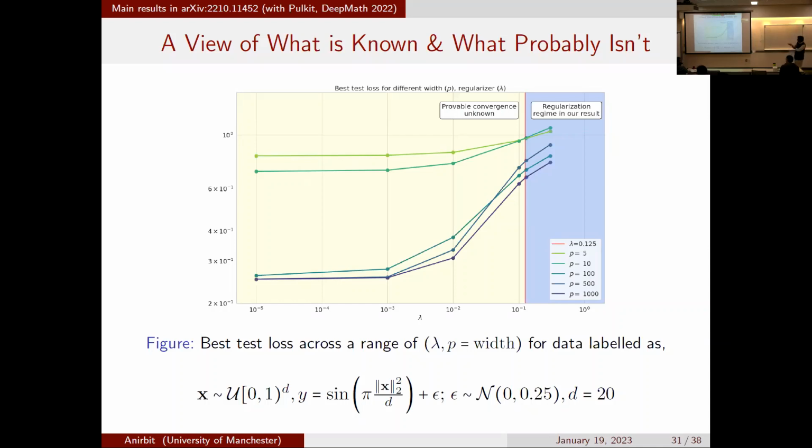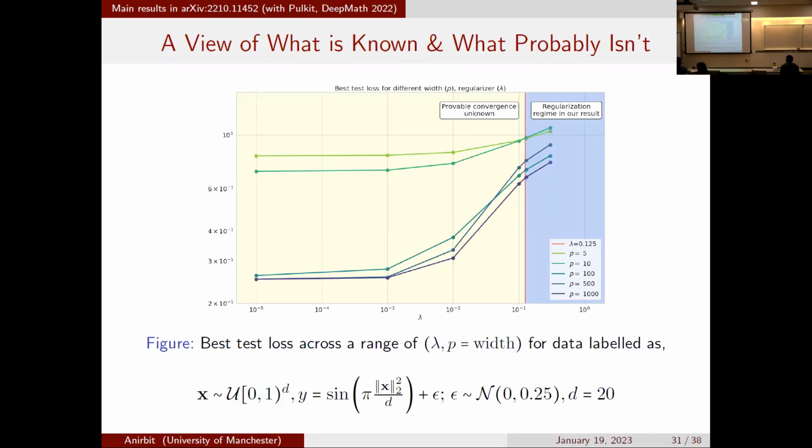The red line is where the current theory threshold is, where my Villani function kicks in and the proof of convergence starts. Everything to the left of the red line, which is the yellow part, is where, to the best of my knowledge, there's no convergence proof. So this is like the theory space. Everything yellow is where I don't know how to write a proof. I don't know of anyone who has written a proof. And the blue space is where my proof kicks in.